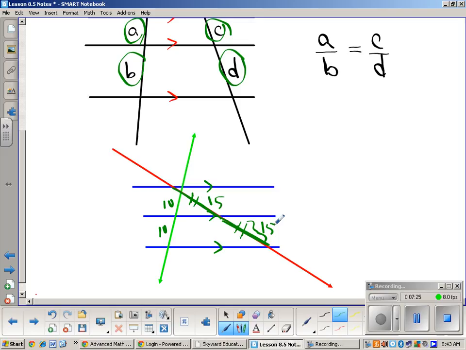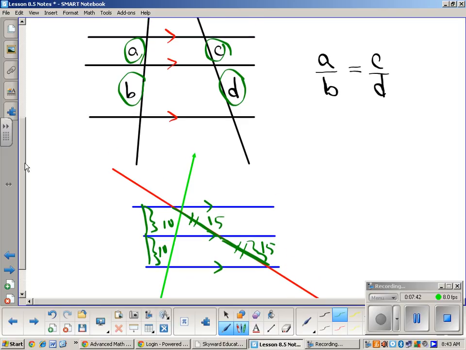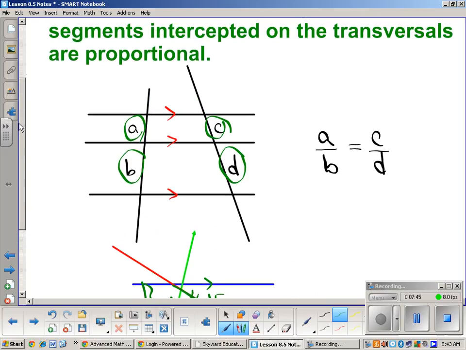The difference is, in this case, these lines had to be equal distance apart. Had we measured these lines, they didn't talk about it, but that's what it was saying. If we measured these lines, the distance here would have to equal the distance here. And the one we're talking about today, that's not true. These lines are not the same distance apart. But these segments, A and B and C and D, are still going to be proportional.